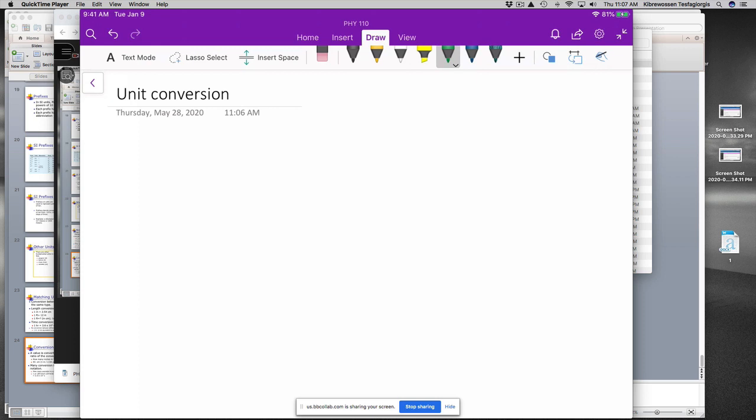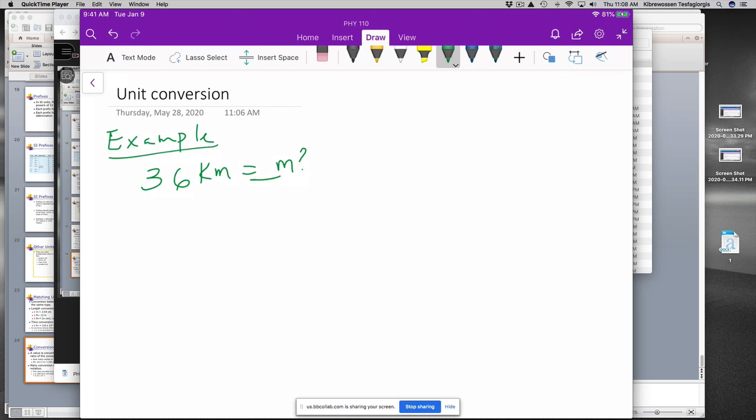So I want you to do the following. For example, please convert 36 kilometers into its equivalent in meters. So how many meters do you have in 36 kilometers, let's say a distance or something?